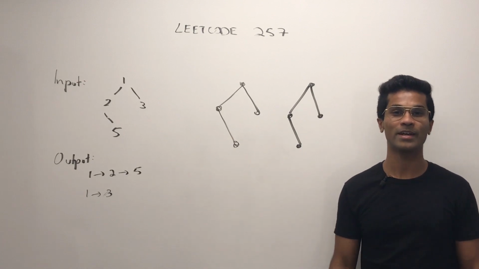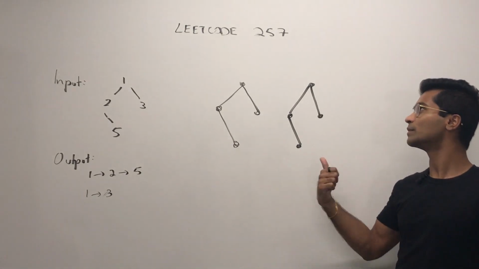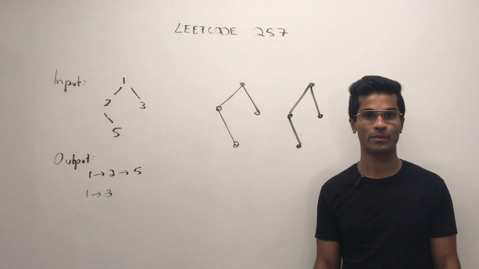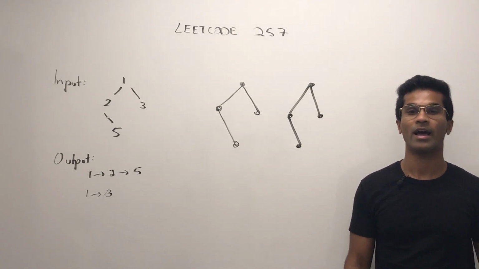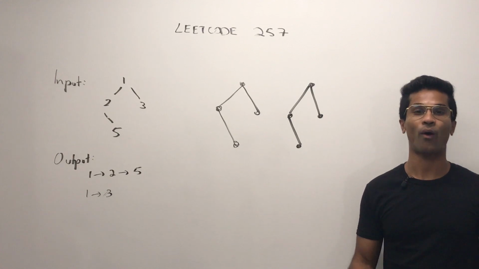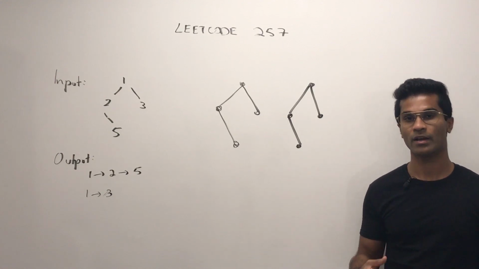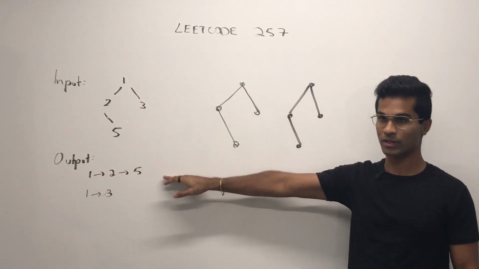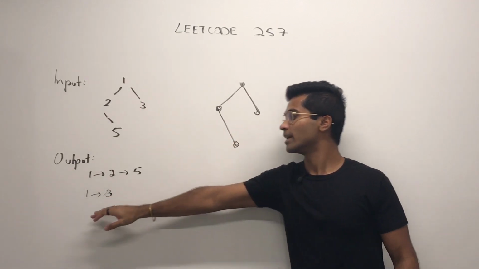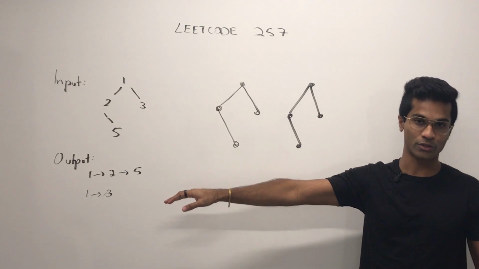What's up, everyone? Today we're going to go over Leetcode 257. Now the input is going to be a binary tree and the output is going to be a list of strings. And what we need to return is all the root to leaf paths. For example, 1, 2, and 5 is one of the strings and 1 and 3 is the other string.